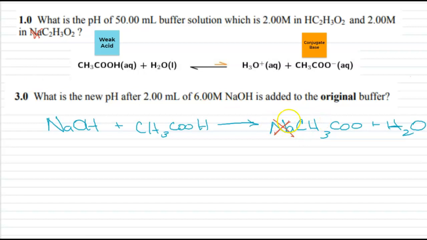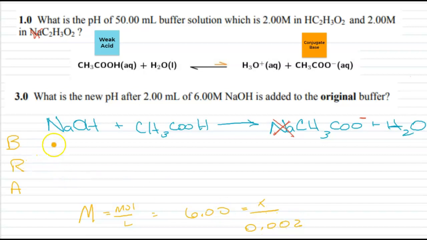I'm going to ignore the sodium, and I'm just going to work with this acetate ion, CH3COO-. Because we are working with BRA charts, I first need to find the number of moles for all of the species in my equation. These are the same calculations we had in the last problem. I've got 2 milliliters of 6 molar sodium hydroxide. Remember that molarity is moles over liters. So 6 is equal to X moles over 0.002 liters, and my moles of base, the OH, are 0.012 moles.